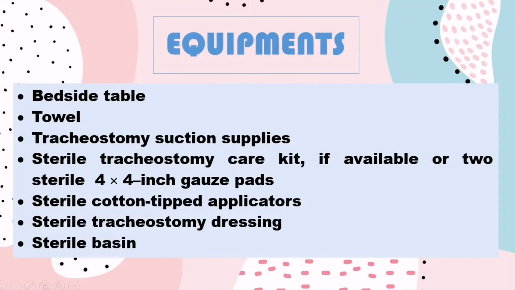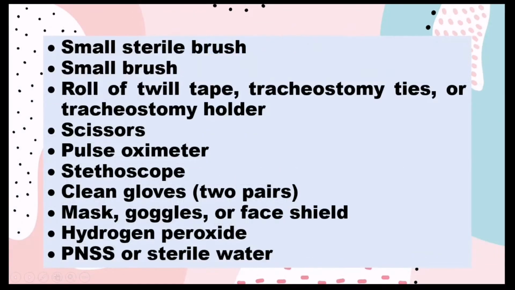Here are the equipment that we need to check for: bedside table, towel, tracheostomy suction supplies, sterile tracheostomy care kit if available, or 2 sterile 4x4-inch gauze pads, sterile cotton tip applicators, sterile tracheostomy dressing, sterile basin, small sterile brush, roll of twill tape, tracheostomy ties or tracheostomy holder, scissors, pulse oximeter, stethoscope, 2 pairs of clean gloves, mask, goggles or face shield, hydrogen peroxide, and plain NSS or sterile water.